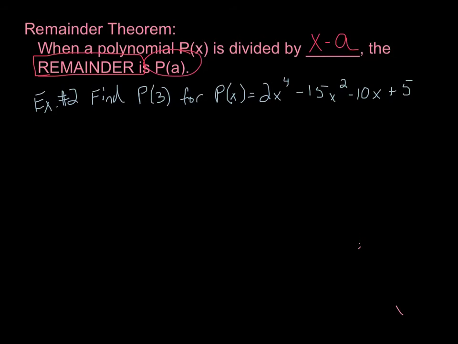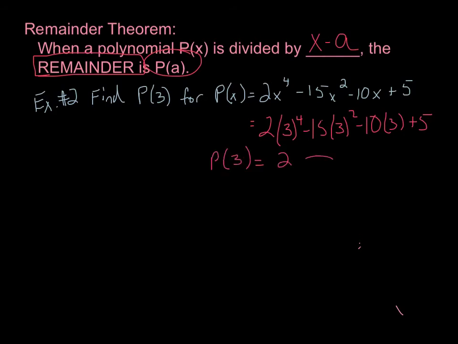So check out this example. Find p of 3 for this. So it'll be 2 times 3 to the 4th minus 15 times 3 squared minus 10 times 3 plus 5. And when you do that, you get 2. That means p of 3 is 2. Well, the remainder theorem says that that will be the remainder, the leftover. It's also the y value when the x value is 3. Well, let's check it out.